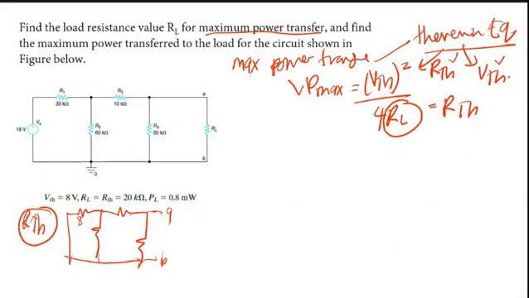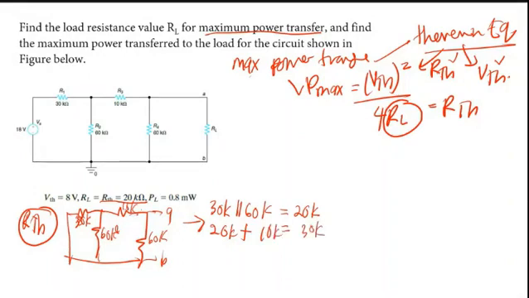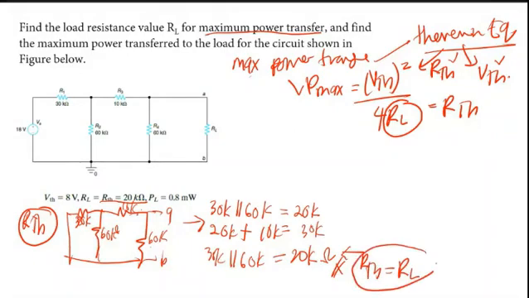Okay, so let's say here this is 30k and this is 60k, and here is 10k and here is 60k. So you will have RTH as 20k. How you get it is that first, 30k is parallel with 60k, which when you calculate you get 20k, and then this 20k is in series with 10k. 20k plus 10k gives 30k, and then 30k again parallel with 60k, so you have 20k ohm as your RTH. This is RTH, which is equal as well to RL.